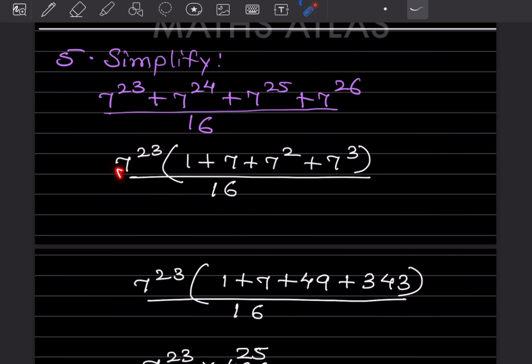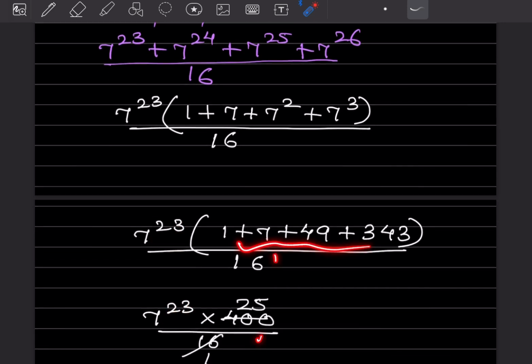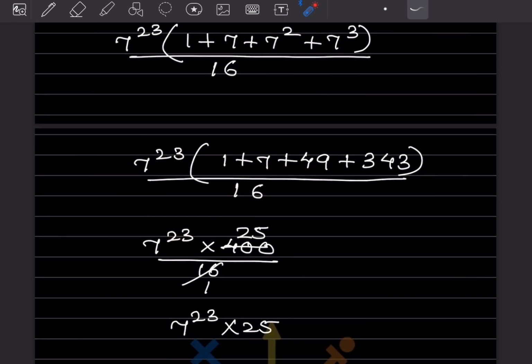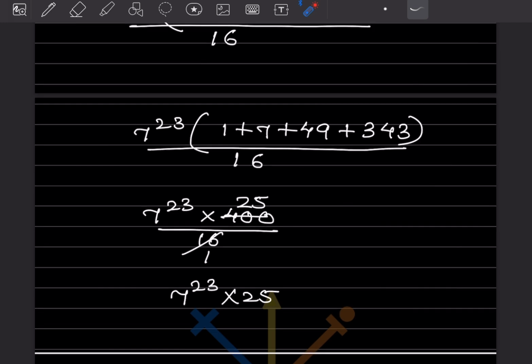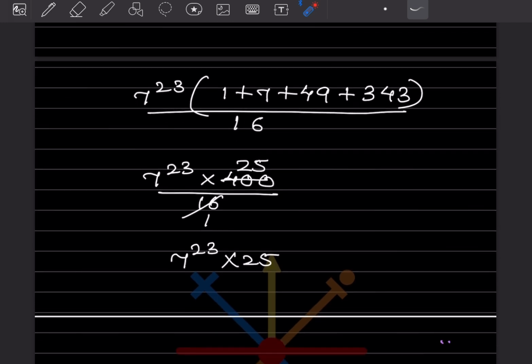So now this is the same, 1, 7, this is going to be 49 and 7 cube means 7 into 7 into 7, that is going to be 343 divided by 16. This is the same. When you add this one, that is going to be 400 divided by 16. So this will be 16 ones are 16, 25s are, so that will be 7 raised to 23 into 25. So by this one we have completed today's work.